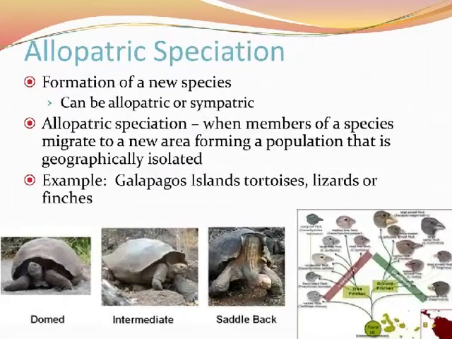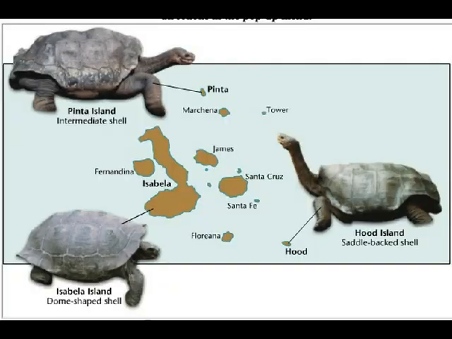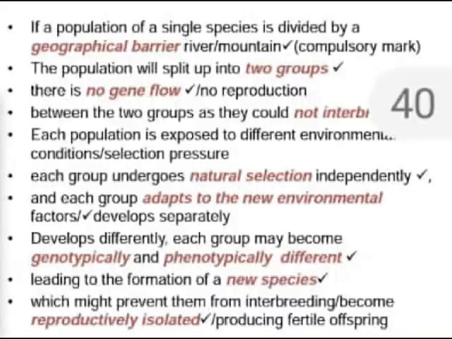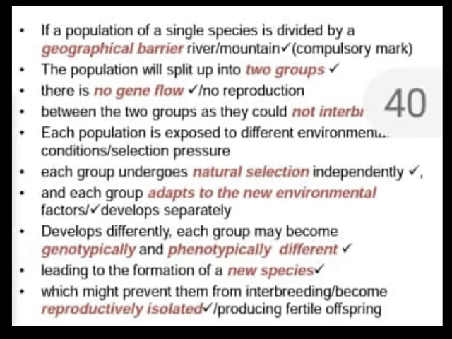Let's take a look at the Galapagos tortoises, right, as an example to show speciation through geographic isolation. They were a population of a single species that was divided by a geographical barrier. So the population of tortoises split up into two groups. Right. What do we expect now? We will expect there to be no gene flow, meaning no reproduction between the two groups. Why? Because they could not interbreed.